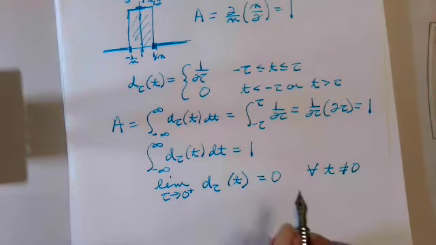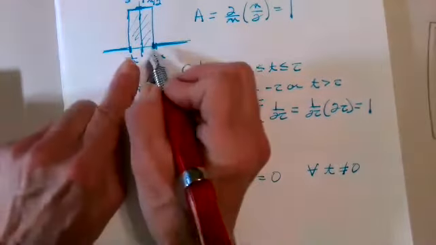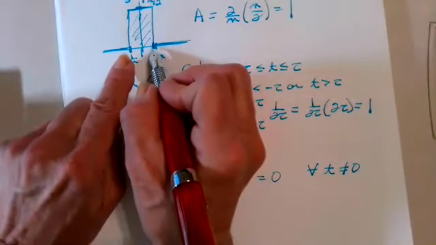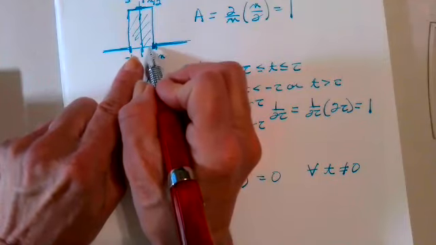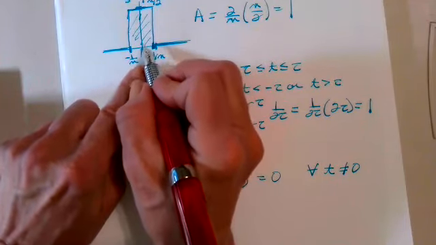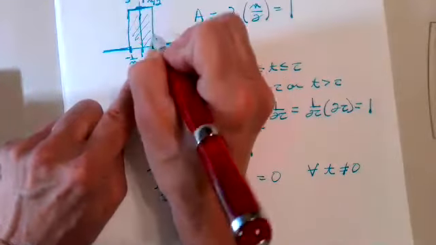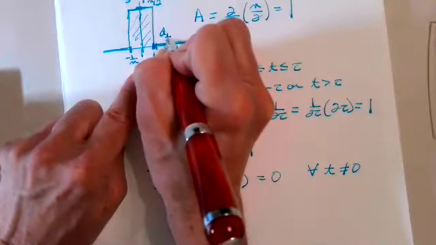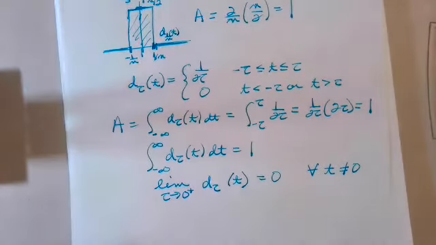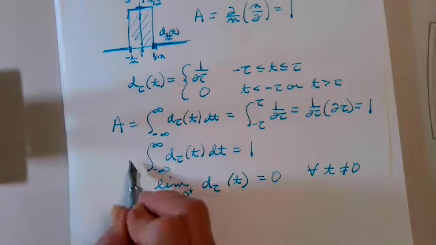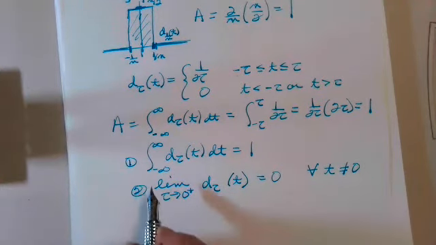The value at 0 is a little questionable because as the width of this box gets smaller and smaller, the height, or the value of the function at 0, has to get bigger and bigger. This is the graph of d sub 1 over n of t. So we have these two properties of d tau.